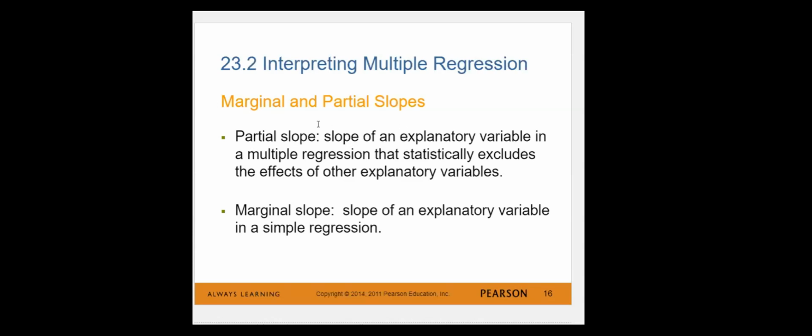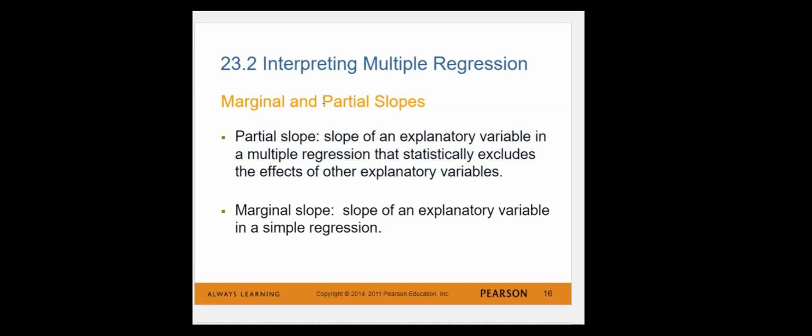All right, so what is the difference between marginal and partial slopes? Let me first explain the marginal slopes. The marginal slope is the slope of an explanatory variable or independent variable in a simple regression model. So marginal is simple regression model. However, partial slope is the slope of an explanatory variable in a multiple regression model.